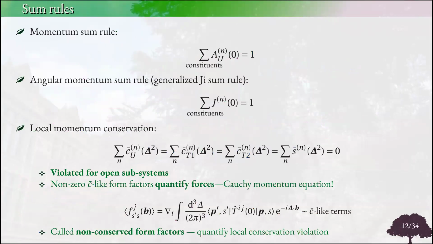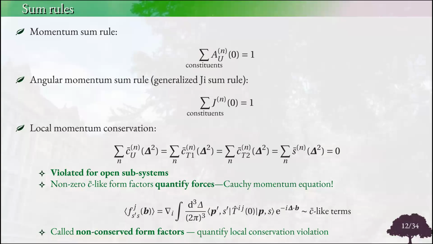There are a few sum rules that are obeyed by a subset of these form factors. For instance, if you take the unpolarized A-like form factor, evaluated at zero momentum transfer, and sum over the contributions from all constituents, you get 1. That's just a momentum sum. If you do a similar sum for the J form factor, you get 1. This is a spin-1 version of Gee's angular momentum sum rule. You get 1 instead of 1/2 because it's a spin-1 particle.